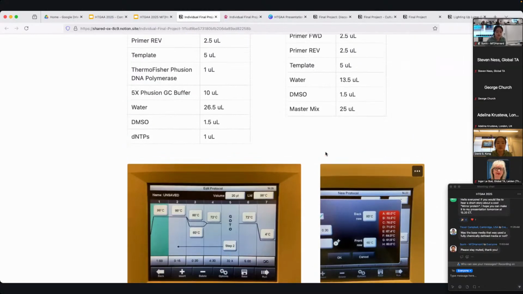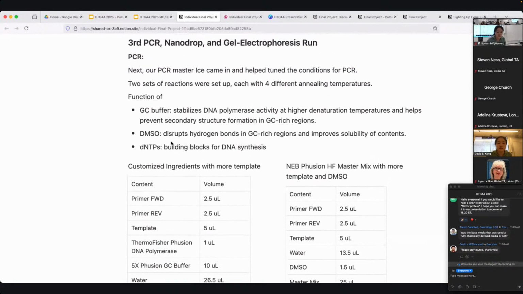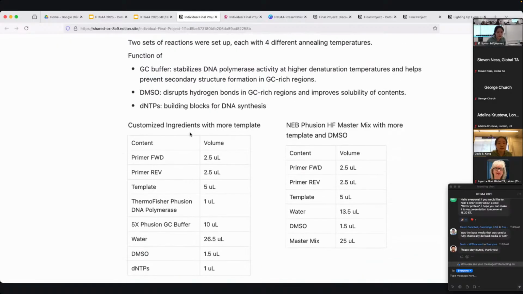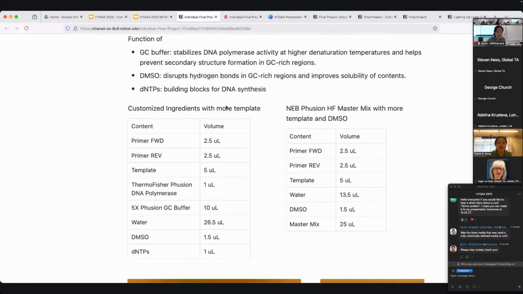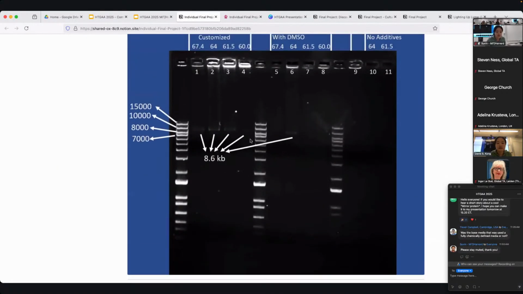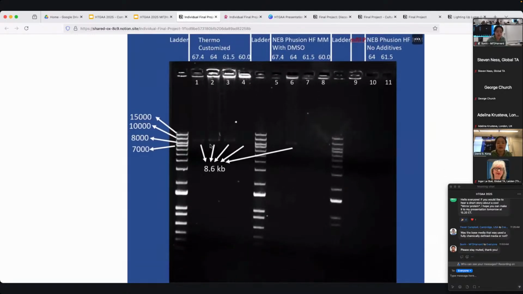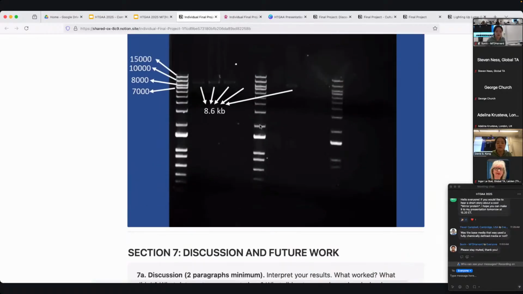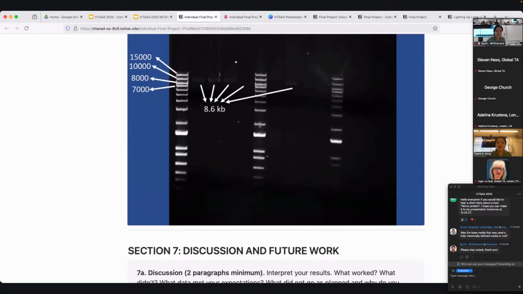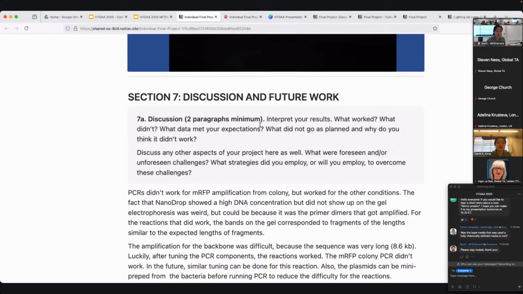with the help of ICE, we set up this PCR that has customized ingredients and with contents specifically optimized for GC-rich primers. And then I was glad to see that the backbone finally has some bands showing up for some different annealing temperatures. The future work is to continue with the PCR and verification, and then go through Gibson assembly. Thank you for listening. Now I will take the questions.